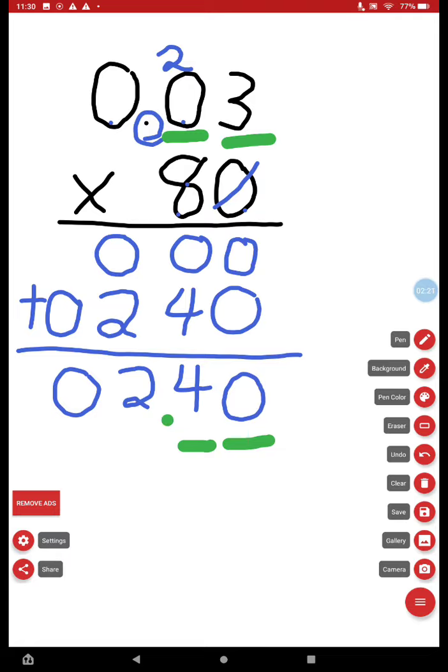And for your answer, you get 2.4. So remember, if I have any zeros to the left where there's no decimal point, I don't need it. If I have any zeros to the right when there's no decimal point in the way, I don't need it. Let's take a look at this problem in one more way, okay?